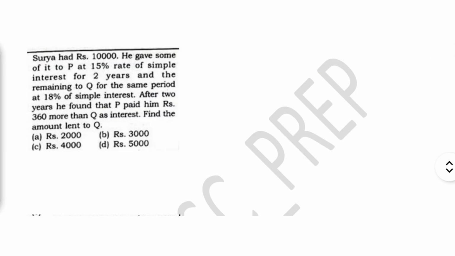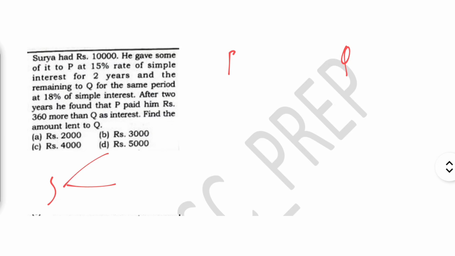Now Surya had 10,000. He gave some of it to P at 15% rate of simple interest for 2 years, and the remaining to Q for the same period at 18% simple interest. After 2 years, he found that P paid him 360 more than Q as interest. This guy is P, this guy is Q. Surya gives this amount to both of them.